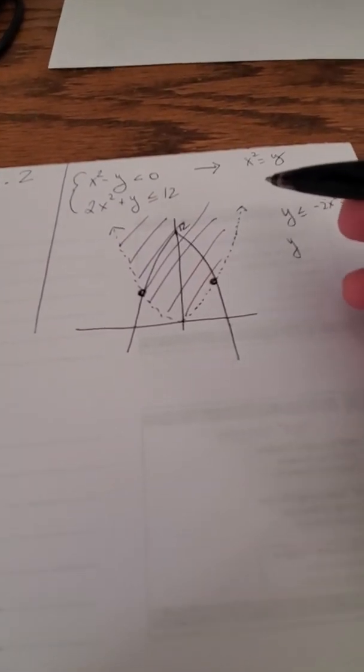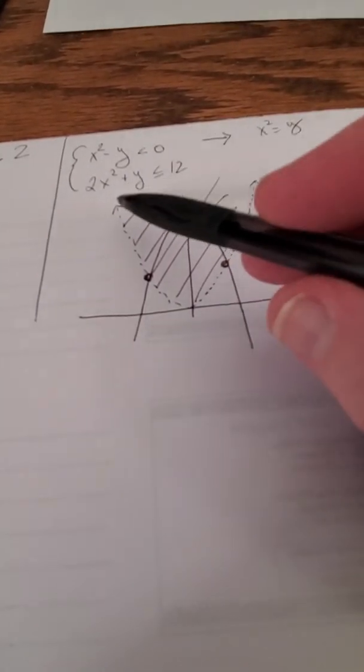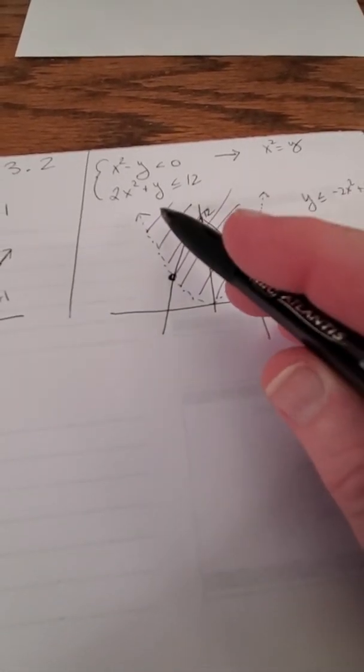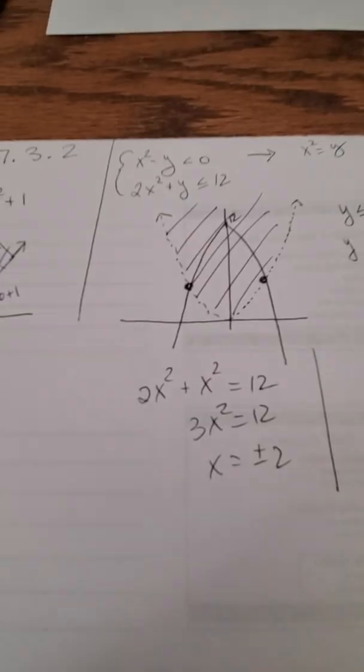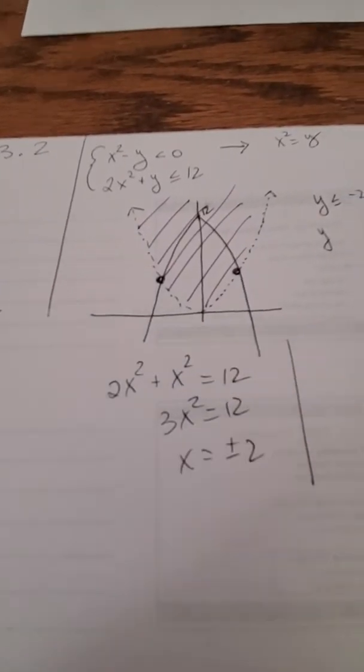I can plug x squared in for that y, or I could plug y in to replace that entire x squared. I'll get the same answer either way. In fact, I'm going to do it both ways just to make a point. So I'm going to do 2x squared plus x squared equals 12, because I'm substituting that y is equal to x squared. So when I plug x squared in for y, I get x equals plus or minus 2.